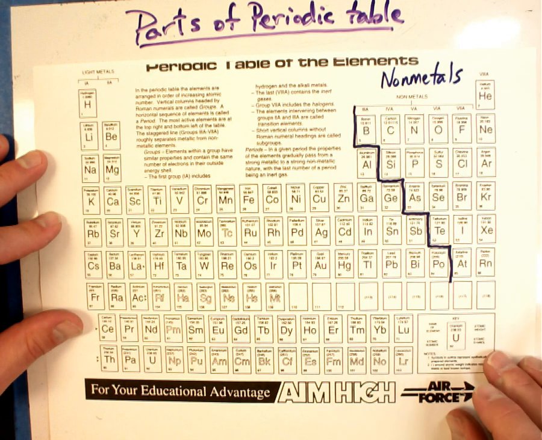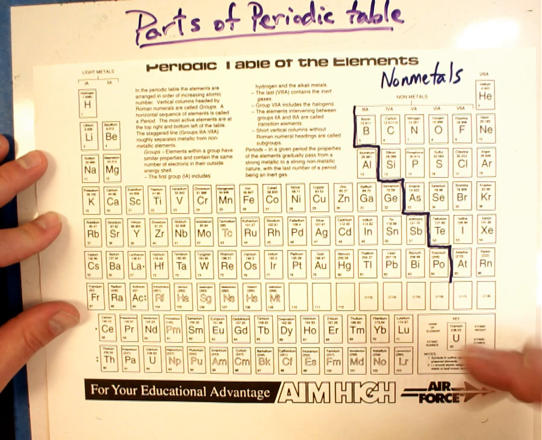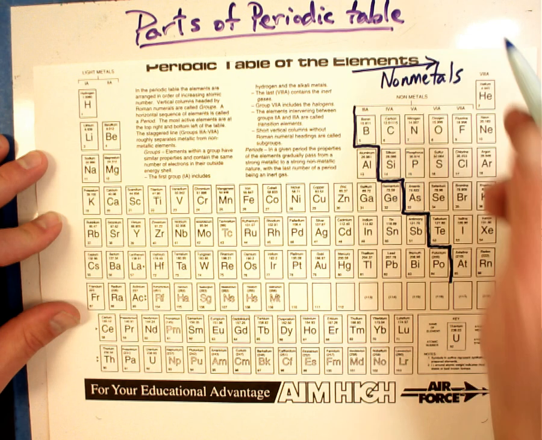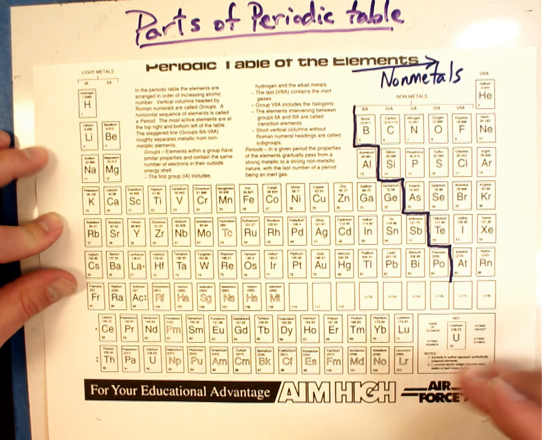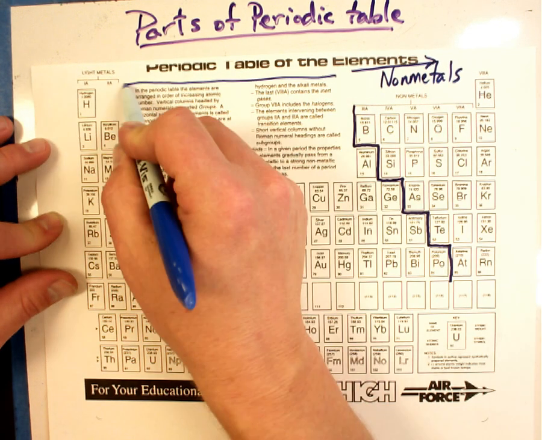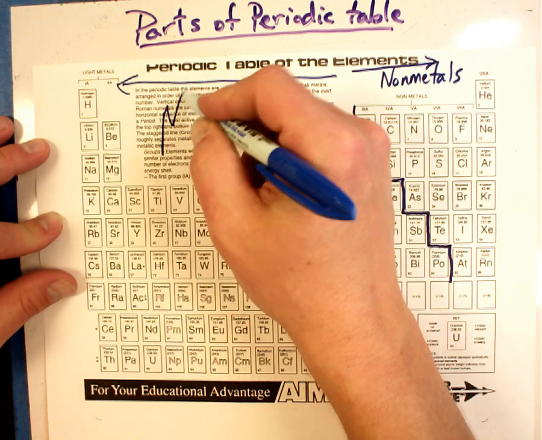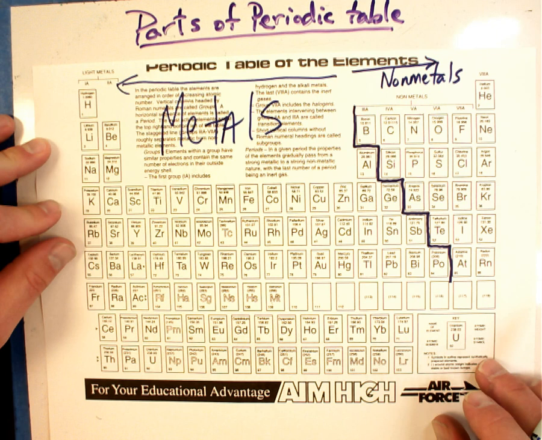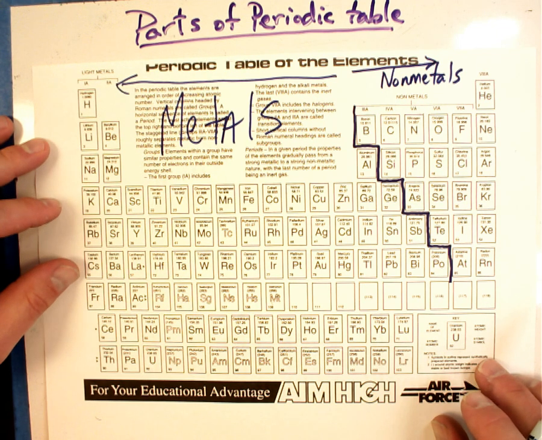Like I said, I'm going to write all over this. Everything this direction of the stair steps are non-metals. Everything this direction are some kind of metals. Now, you don't have to have this exact periodic table, but you can write on it like this.